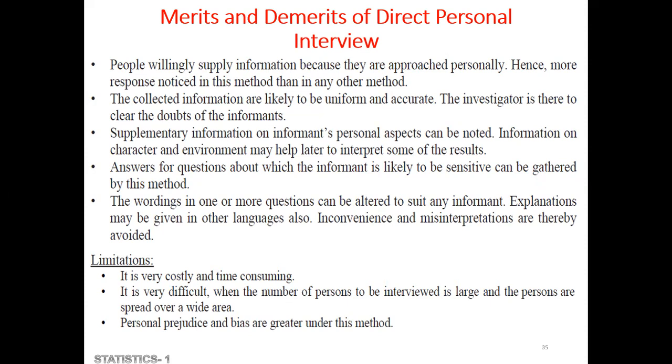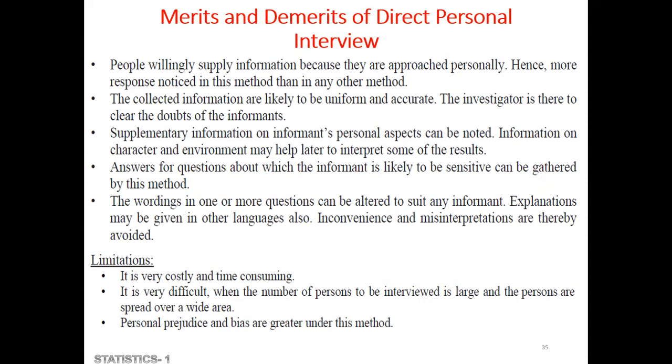So what are the limitations of the direct personal interview? It is very costly and time consuming. It is very difficult when the number of persons to be interviewed is very large and the persons are spread over a wide area. So if you want to get information from a wide range of people, then this may not be a proper method.